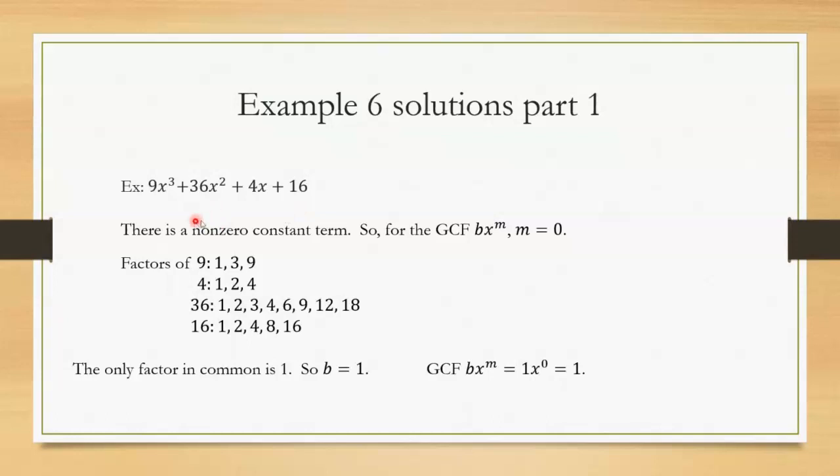But now let's look at the coefficients here and the constant term. We want to get the greatest common factor among them. So we have 9, 4, 36, and 16. What I did was I listed the factors. For 9, we have 1, 3, and 9. For 4, we have 1, 2, and 4. Hopefully you can see that the only common factor among the coefficients and the constant term is 1. So in this case, the GCF is actually 1. Does someone have a question? I thought someone had a question. My mistake. But the GCF then is 1.